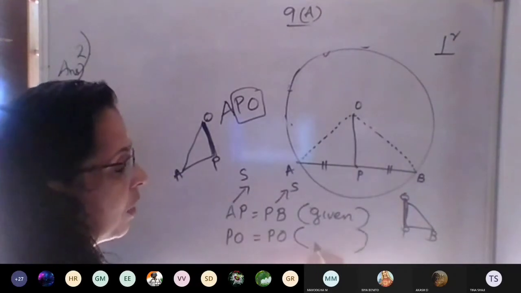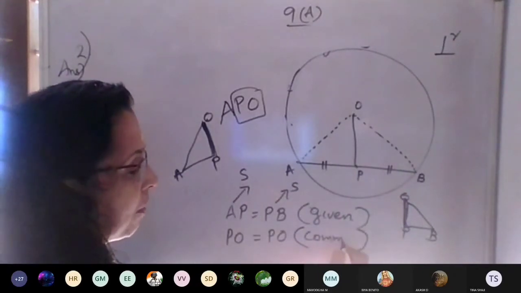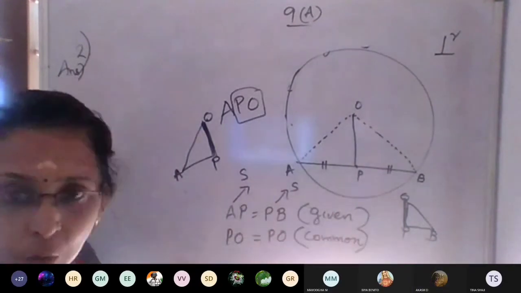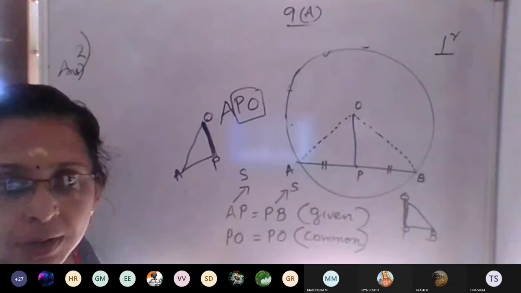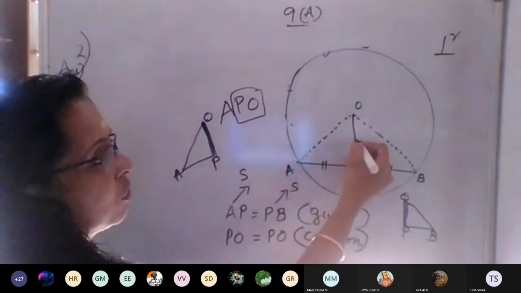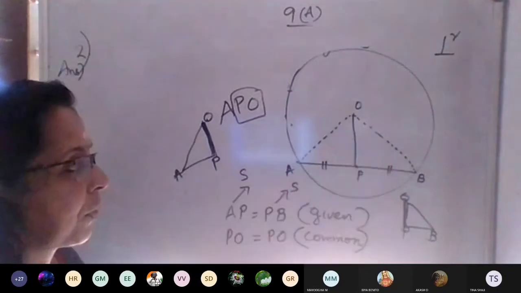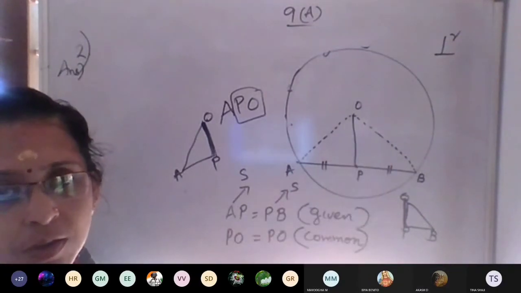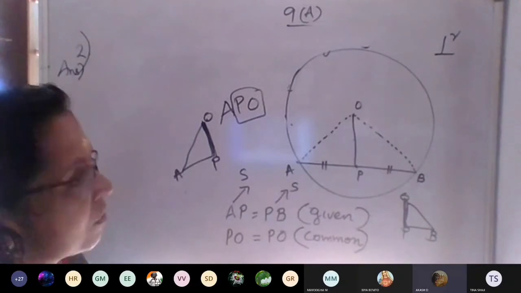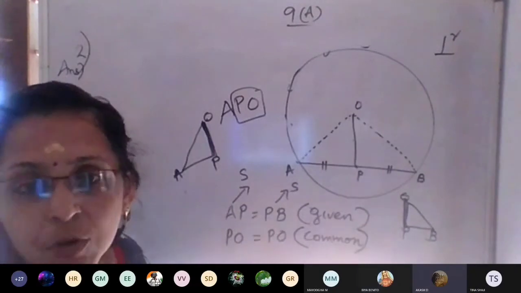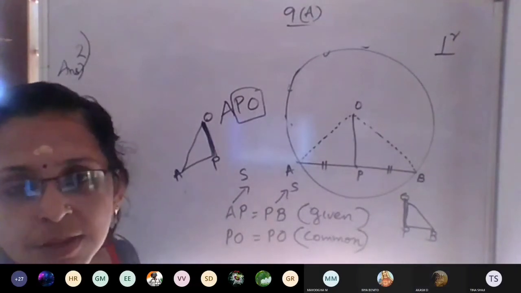The reason we can write is common. It is not given in the question, but it is common. We find out that two sides are common, so we write common. So we got these two sides, OP. Then one more side is there, AO and OB. We think about sides. No need of bothering about the angles.